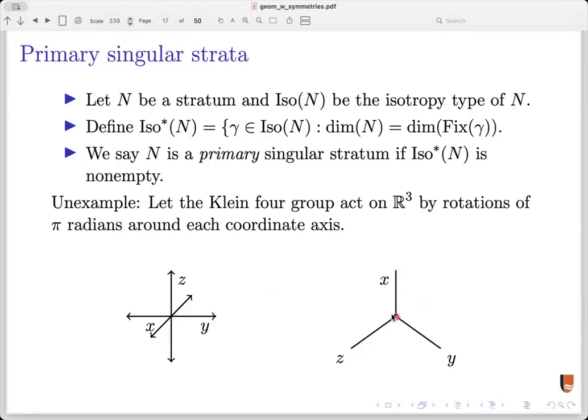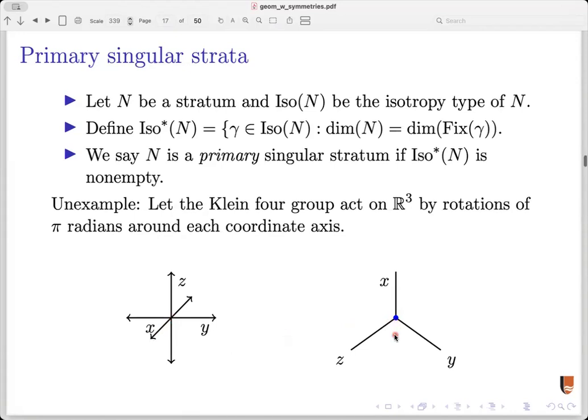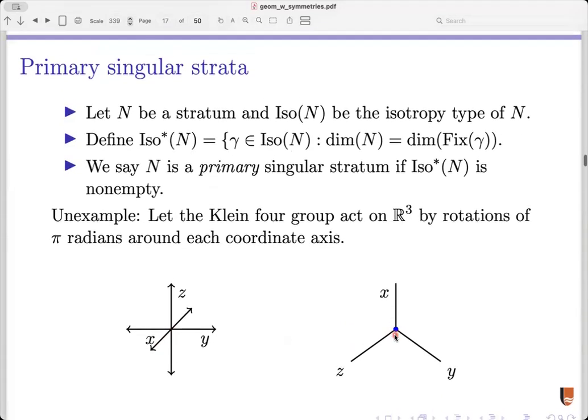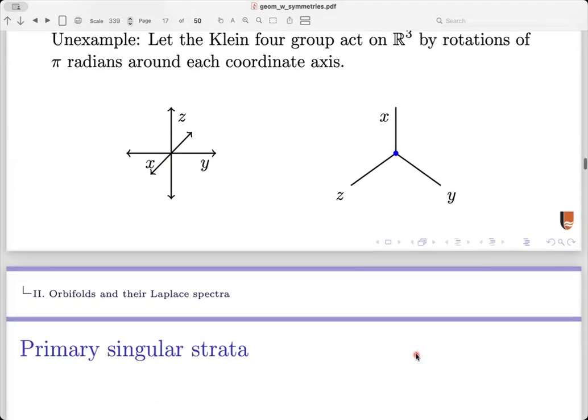This central node here, the blue node here, has full isotropy. The entire Klein-4 group fixes it. So it's a singular stratum of dimension 0 with full isotropy. But when you hop up to the cover, all of those rotations fix the entire axis. There's no element of the isotropy group of this point that fixes only the point. So this node between these edges is not a primary singular stratum. And what happens is we'll be using heat invariants for our arguments in this talk. These strata are, in a sense, too small to contribute to the heat invariants.